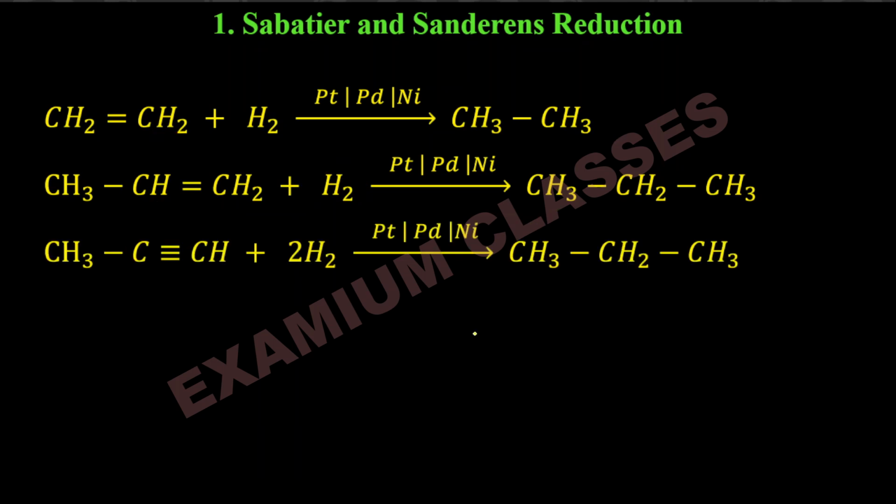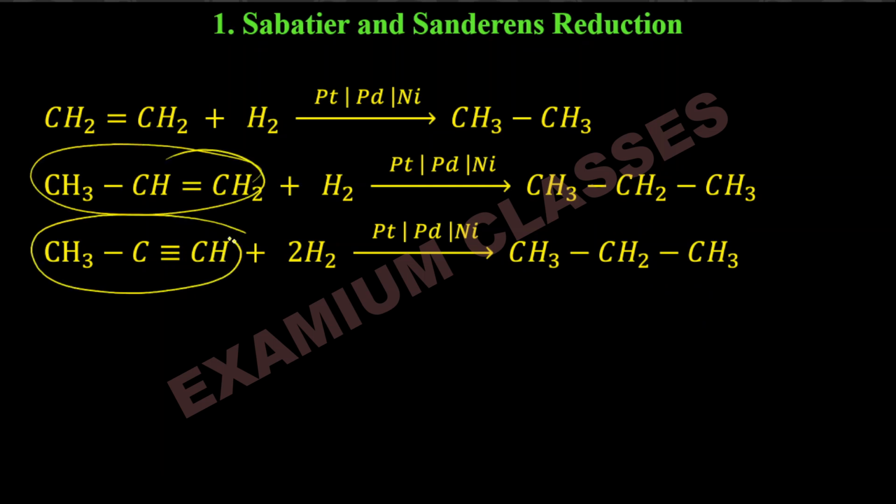Similarly, with a triple bond, propyne, two pi bonds will break. We have 2H2 here. When one pi bond breaks, two hydrogens get attached, one on each carbon. When another pi bond breaks, another hydrogen gets attached to each carbon, and we again get propane. So remember, whether we use propene or propyne, in both cases the product is the same, propane.